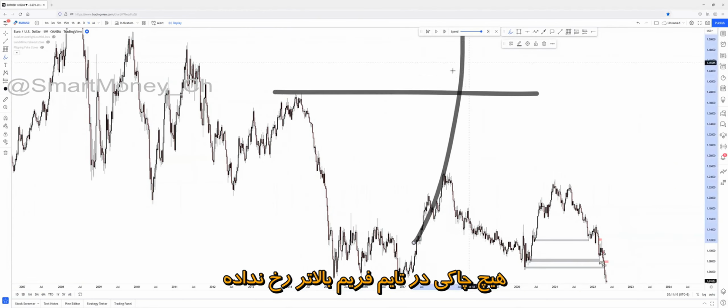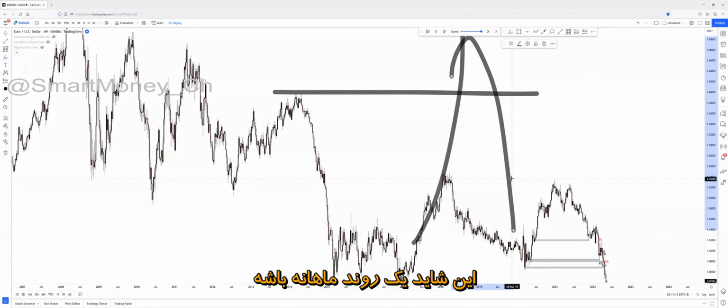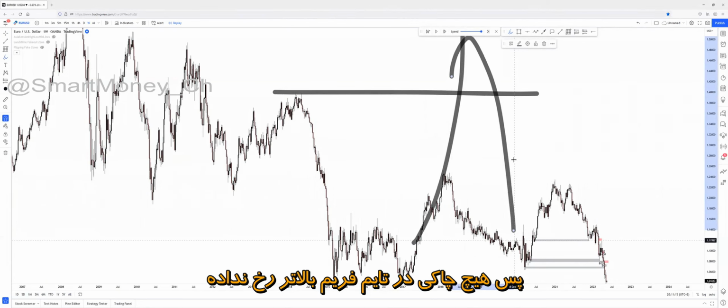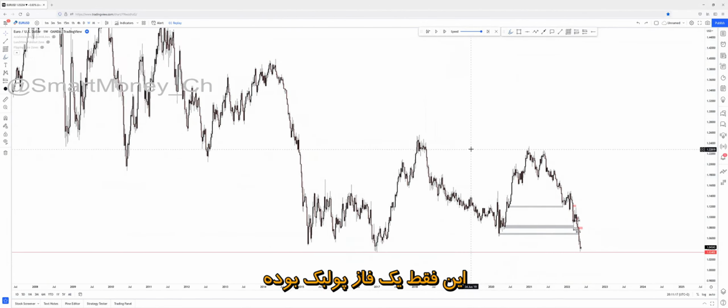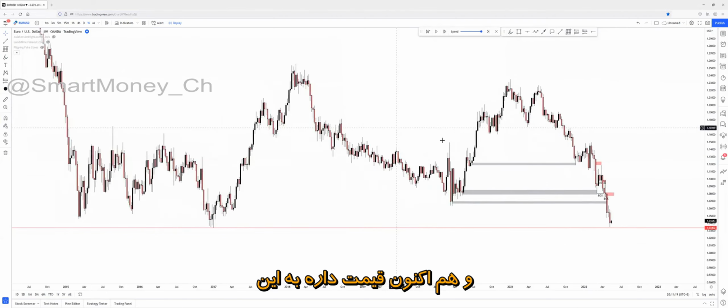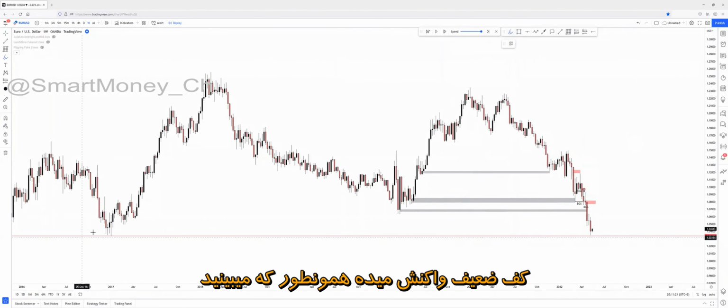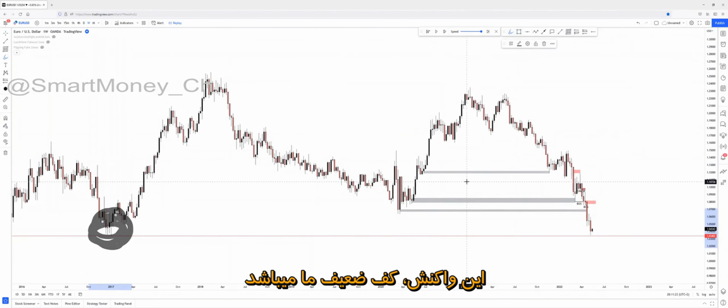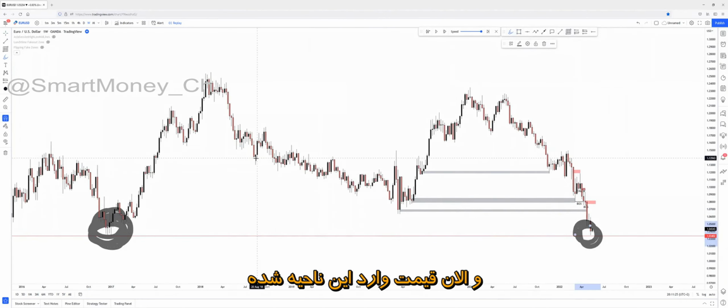There was no change of character in the overall higher time frame, maybe a monthly trend. So there was no higher time frame change of character. It was just a pullback phase. And right now price is reacting on this weekly low point. As you can see, here's the reaction on this weekly low point, and price has just tapped this zone.